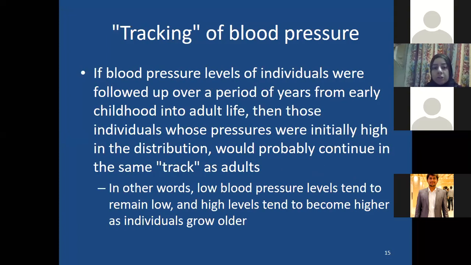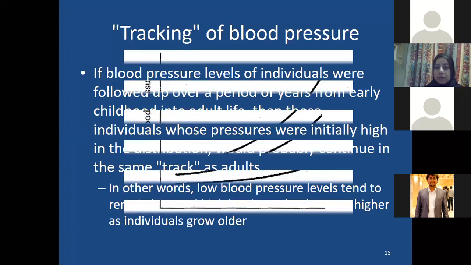So if blood pressure levels of individuals were followed up over a period of years from early childhood into adult life, then those individuals whose pressures were initially high in the distribution would probably continue on the same track as older adults. In other words, low blood pressure, you'll have a lower blood pressure in older age. High blood pressure, the same goes for them.